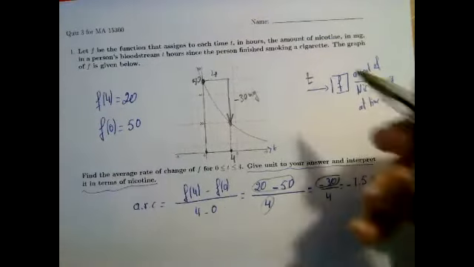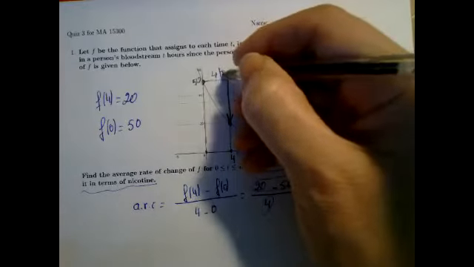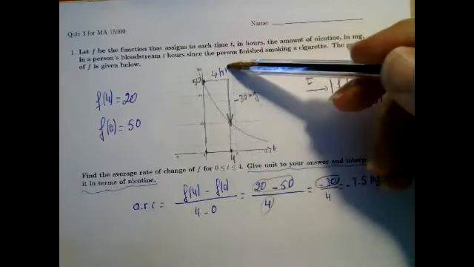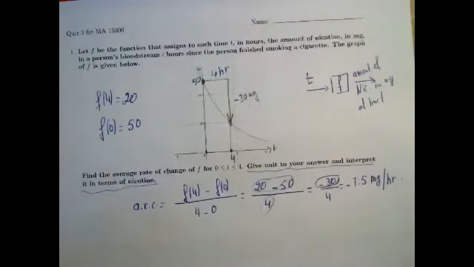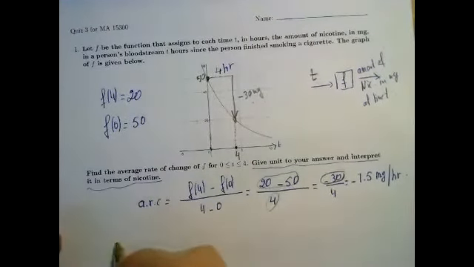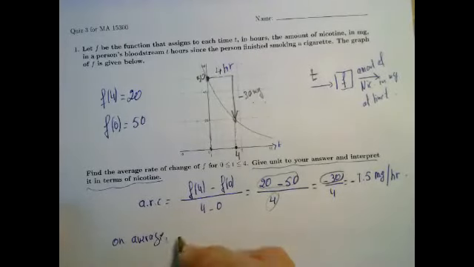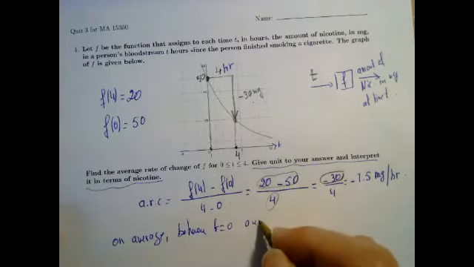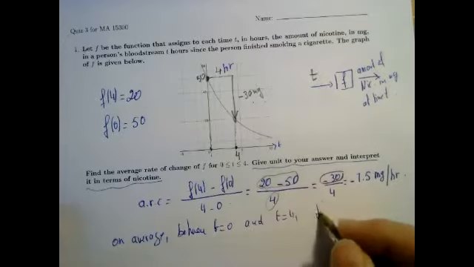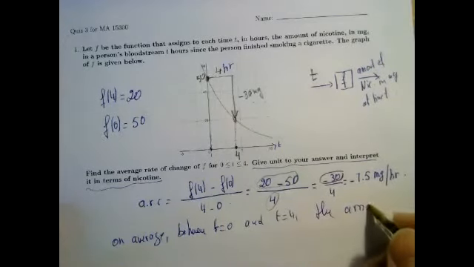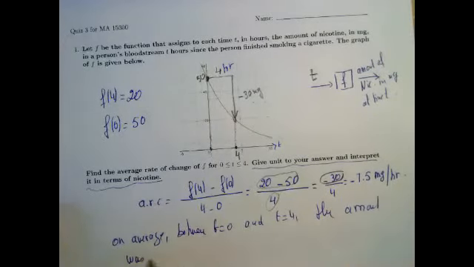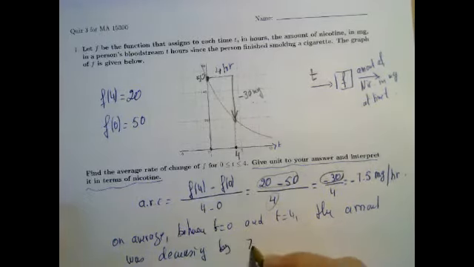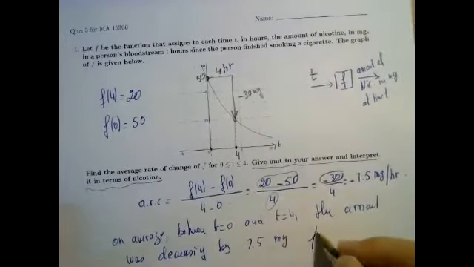Okay, so the unit is milligrams per hour, output per unit of input. And what's the interpretation? It means that on average, between the time t equal to 0 and t equal to 4, the amount of nicotine was decreasing by 7.5 milligrams per hour.